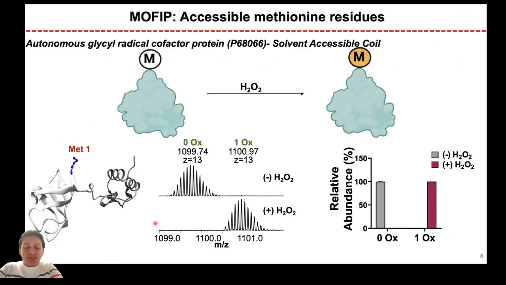Coming to the real results, autonomous glycyl radical cofactor protein is an E. coli protein. As you can see from the structure, it has only one methionine, which is methionine 1, the N-terminal methionine. Upon reaction with hydrogen peroxide, we completely see the oxidized form, and the relative abundance plot from the replicate sample is also shown here. As you can see from the bar plots, it's consistent.